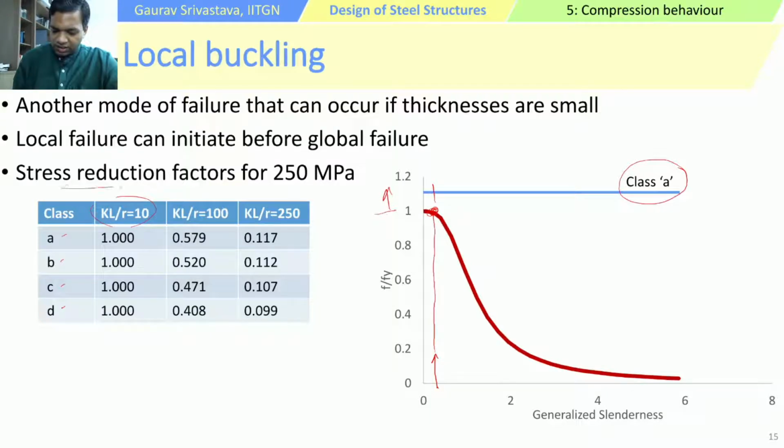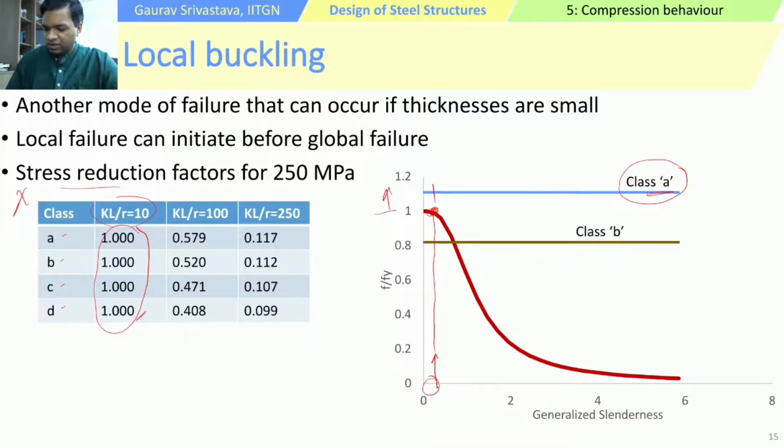these are stress reduction factors, right? So these are the values of chi, and these are taken from IS 800. So the value of chi for all of them is the same, and it is equal to 1, which means for class A and for lower slenderness ratios, the local buckling stress is greater than the overall yielding stress, right? So local failure will not occur, and global failure will occur, and there is no stress reduction at all, right? So full strength is being achieved.